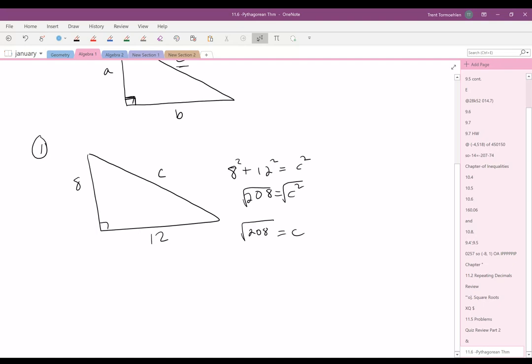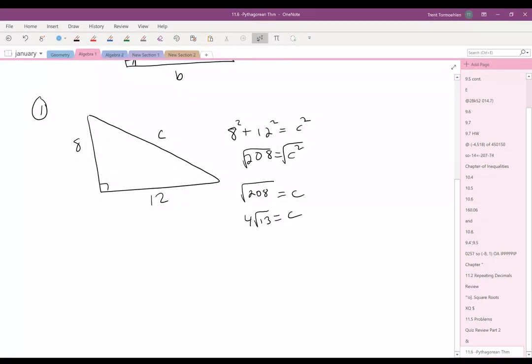I know that 8 goes into 208 26 times, which means that 16 goes into it. And so you end up with 16 goes into 208 13 times. And so C turns out to be 4 root 13. It's always important to go through and check this and make sure it's bigger than 8 and 12, because C does need to be the longest side.